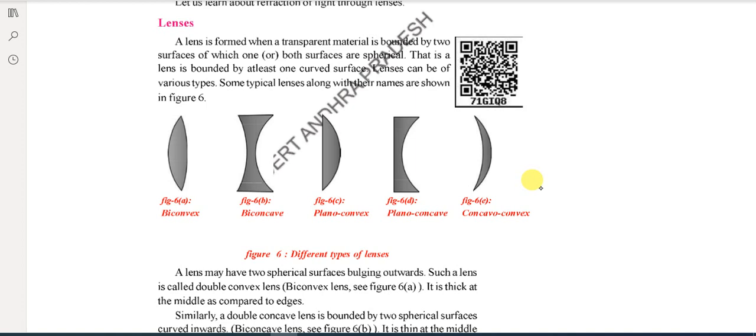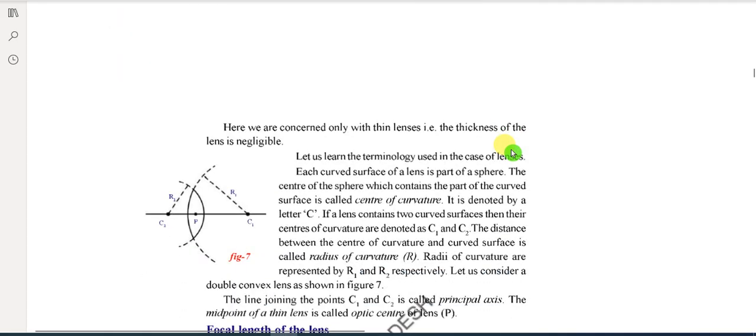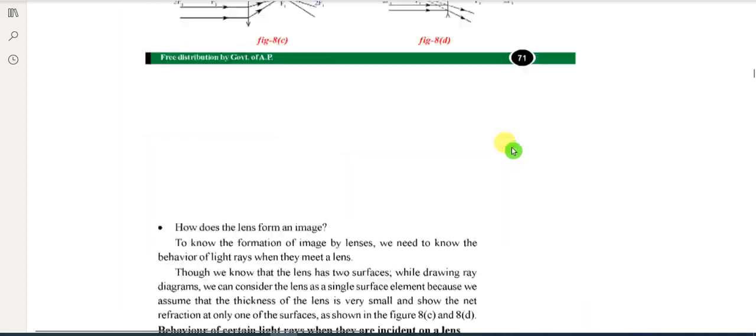Don't confuse biconvex, two sides convex shape, and biconcave shape, plano convex shape, and plano concave means like that, and concave convex. So different types of lenses are there. So be careful about these diagrams.